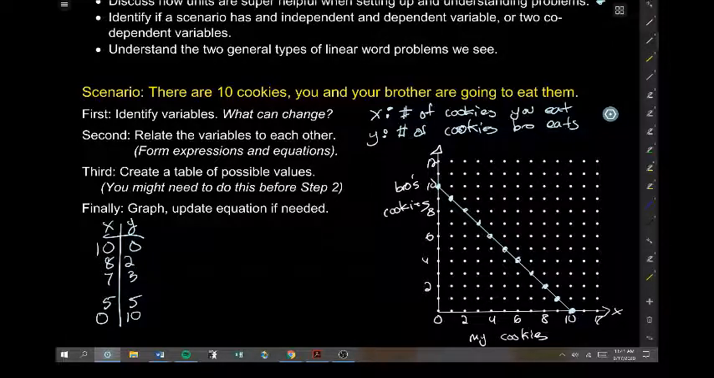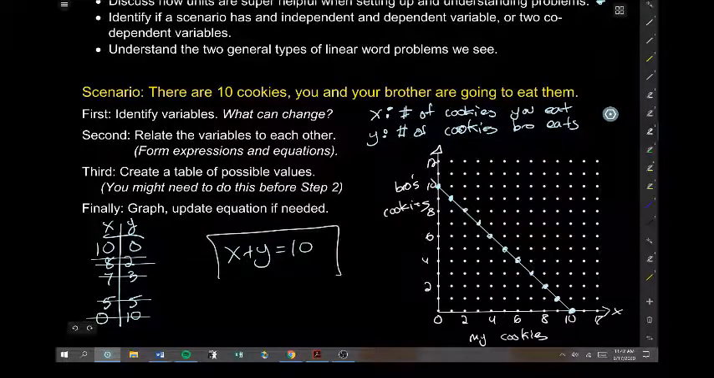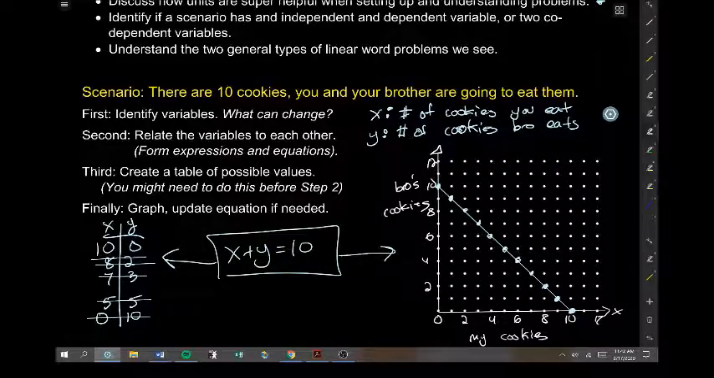Now that I know it's a line, the last thing I want to get is the equation for this line. It might not be obvious right now, but if you think about it, everything we did always had to add up to 10. 5 plus 5 is 10, 0 plus 10 is 10. Everything added up to 10 because that was the constraint of the number of cookies we had. So the equation of this graph is actually x plus y equals 10. Now I have an equation and a table and a graph, the three different ways we like to represent the data.